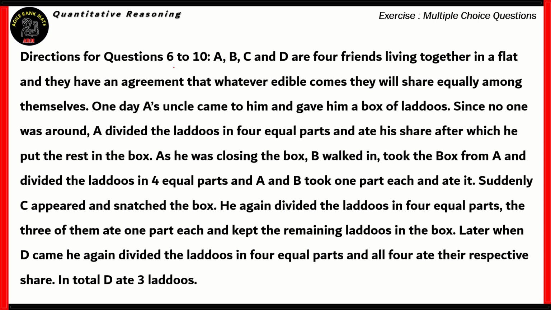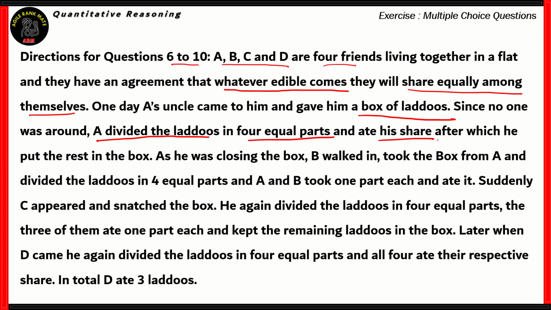Directions for questions 6 to 10. A, B, C, and D are 4 friends living together in a flat, and they have an agreement that whatever edible comes, they will share equally among themselves. One day, A's uncle came to him and gave him a box of laddus. Since no one was around, A divided the laddus into 4 equal parts and ate his share, after which he put the rest in the box.